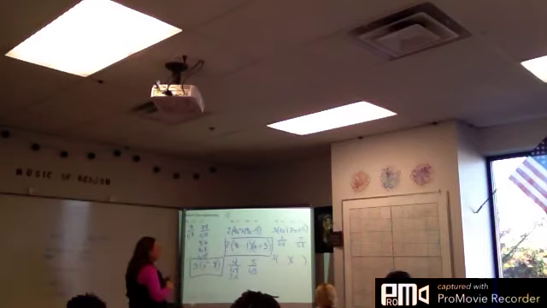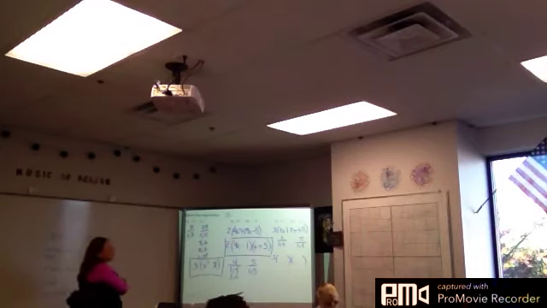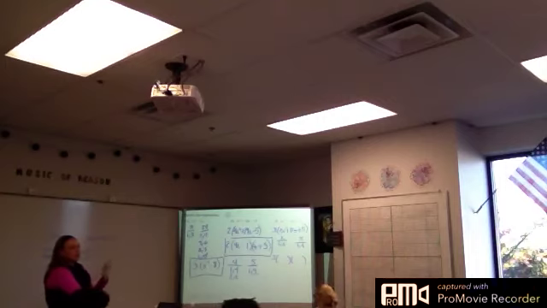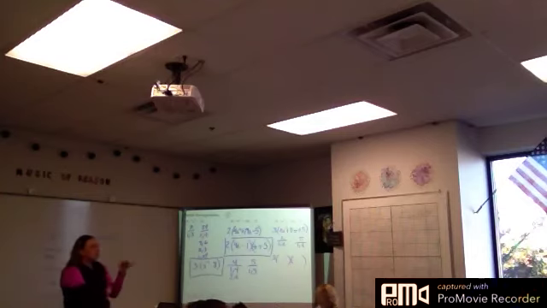5 times 2 is 10, right? 5 times 2 is 10. 1 times 1 is 1. So 10 and 1 can only get me to 9, right? Okay. 2 times 1 is 2. 5 times 1 is 5. 2 and 5 can only get me to 7.